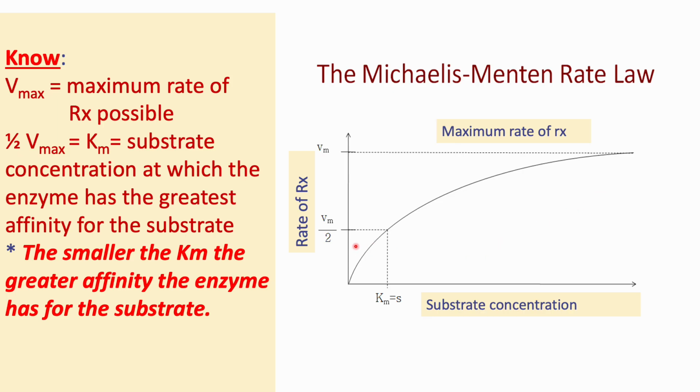At V half max, where you take half of that amount, this is your substrate concentration at which the enzyme has the greatest affinity for the substrate. This is what's going to represent your Michaelis-Menten constant. The smaller the Michaelis-Menten constant, the greater the affinity the enzyme has for the substrate. So you're going to get a lot of reactions occurring.